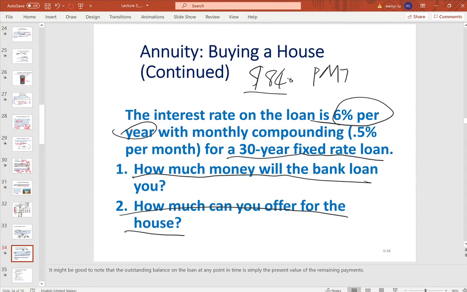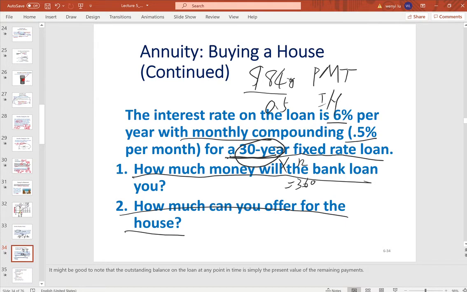What's the loan interest? 6% is the annual rate, divided by 12. 6 over 12 equals 0.5%. So 0.5% is the monthly interest rate. And for how many months? Be careful. We have the monthly payment, so how many months do we have? 30 times 12 equals what? 360 months. 360 months. This is how you will pay back to the bank.